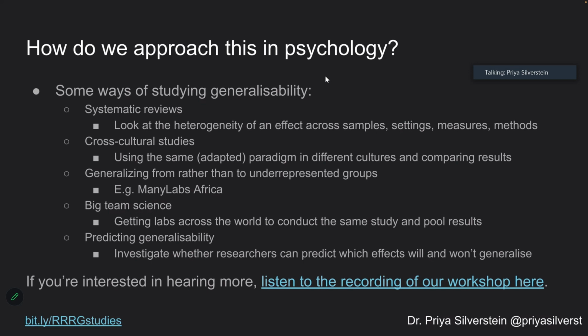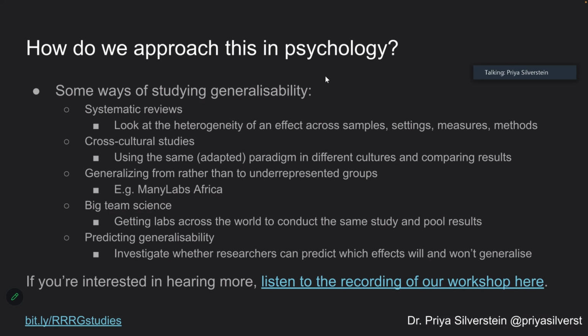So this is a way of getting labs across the world to conduct the same study and pool their results together, which can be really great, both for just getting a really large sample size, but also for looking again at the heterogeneity of an effect across the ways in which these labs may be slightly different from each other. And we can also look at predicting generalizability.